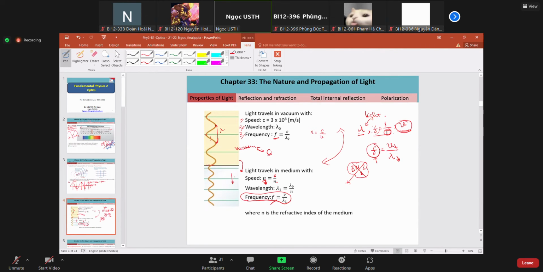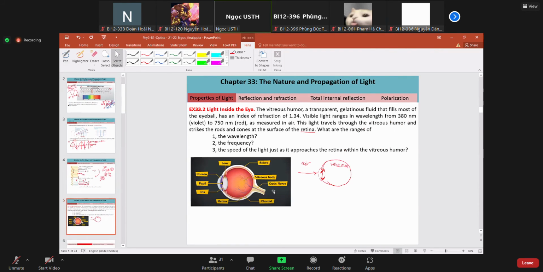The same for wavelength: because v decreases n times, the wavelength has to decrease n times too, so that frequency doesn't change, right? So here are the properties of the light, and also how some properties change when it moves to another medium.